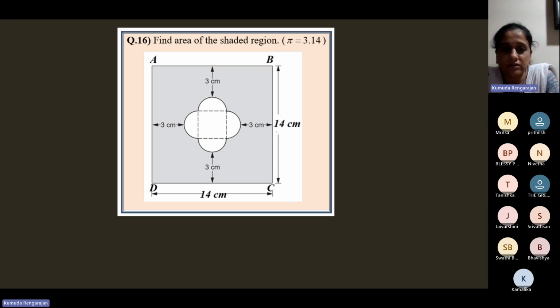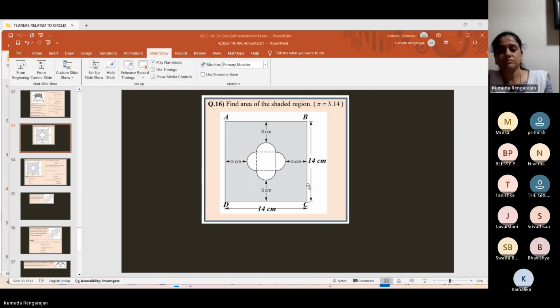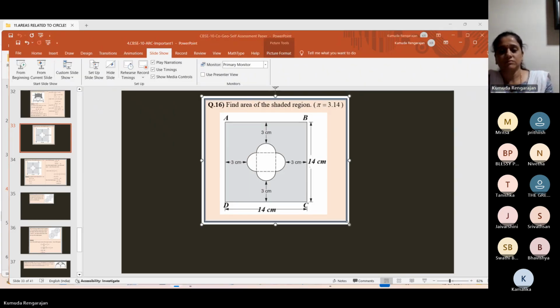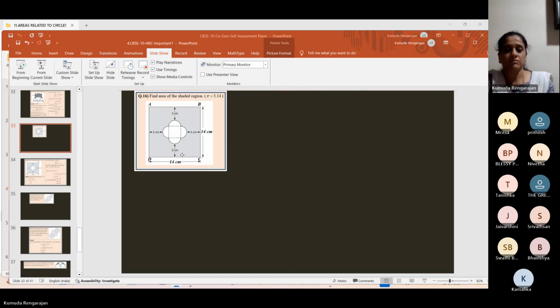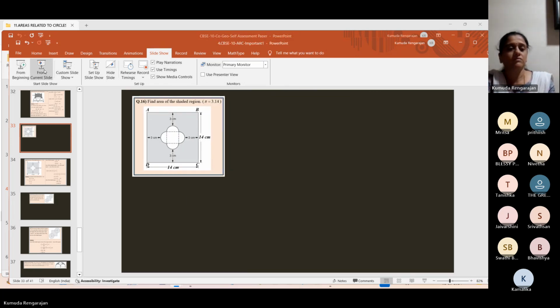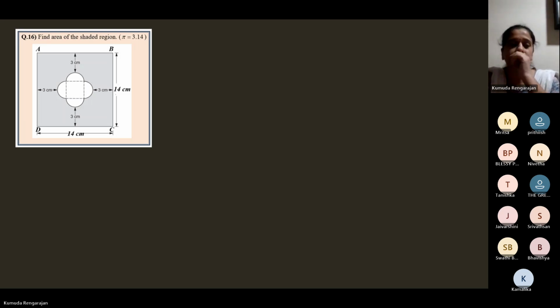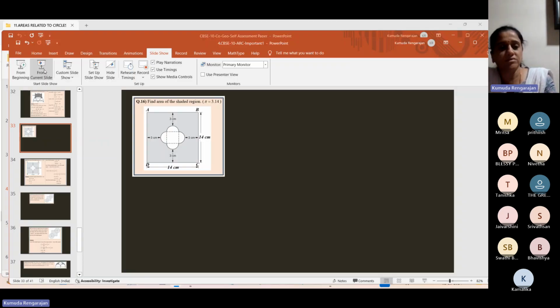I want you to find the radius of the semicircles. What is the radius of the semicircles?